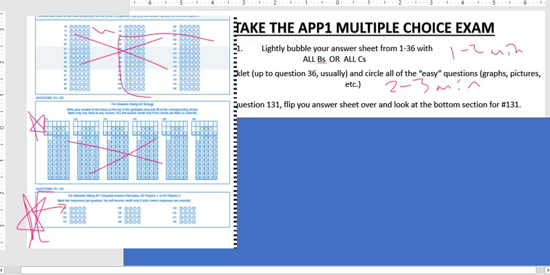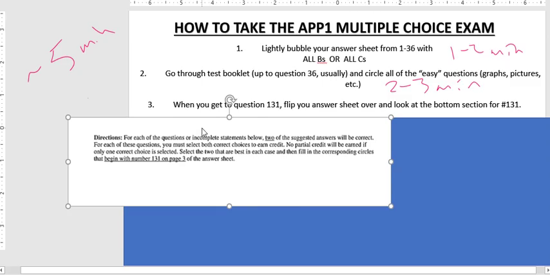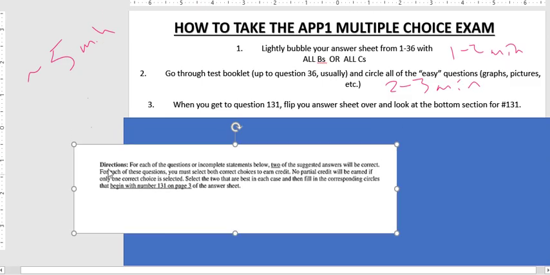Right here is where you answer the double answer ones. And you'll know you have gotten to the ones that have the double answer ones because it will start off with something that says directions. It'll probably have something underlined that says begin with number 131 on page 3. That's the back of where you normally answer stuff. It is so important that you put these in the right place, guys. Make sure you're paying attention to that.